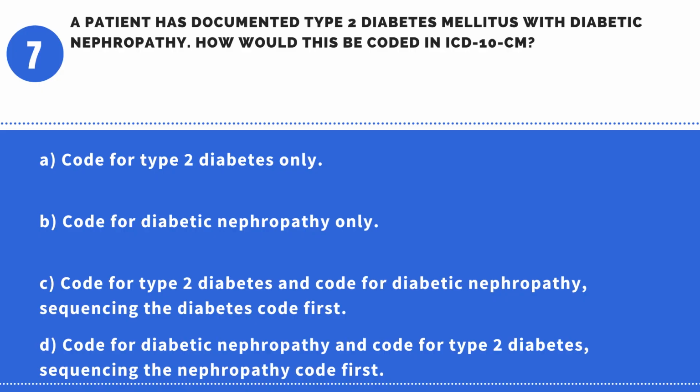Question 7. A patient has documented type 2 diabetes mellitus with diabetic nephropathy. How would this be coded in ICD-10-CM? A. Code for type 2 diabetes only. B. Code for diabetic nephropathy only. C. Code for type 2 diabetes and code for diabetic nephropathy, sequencing the diabetes code first. D. Code for diabetic nephropathy and code for type 2 diabetes, sequencing the nephropathy code first.